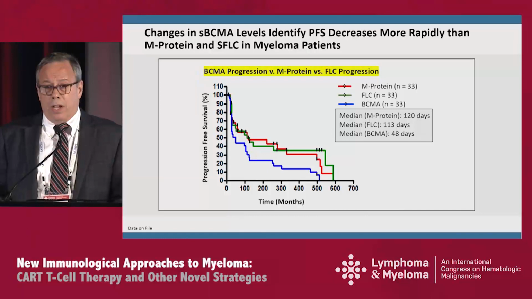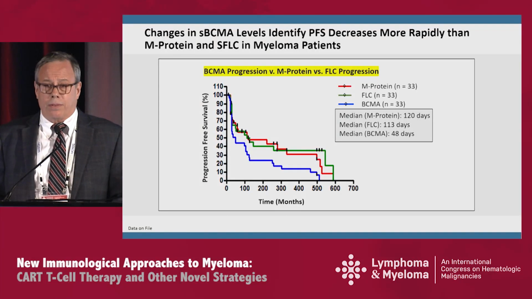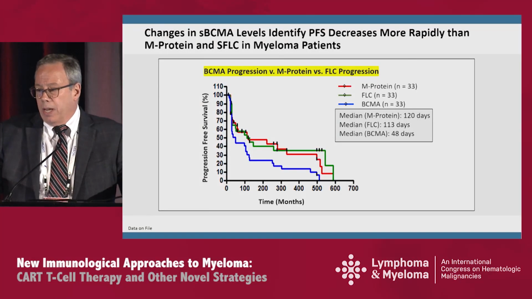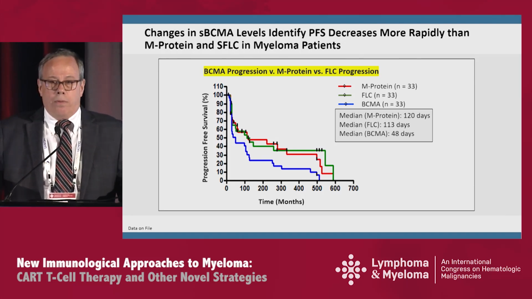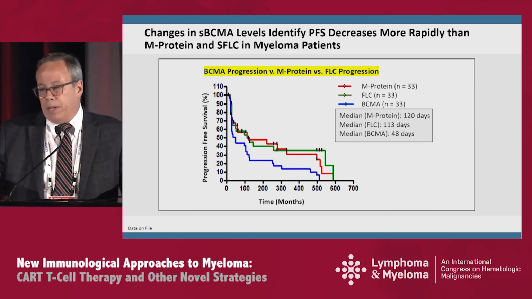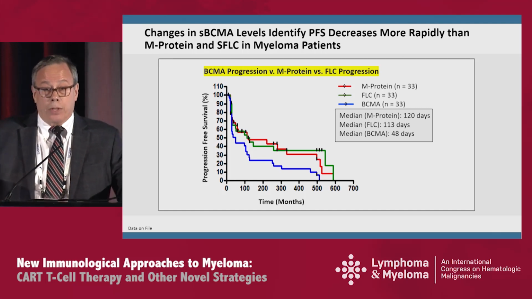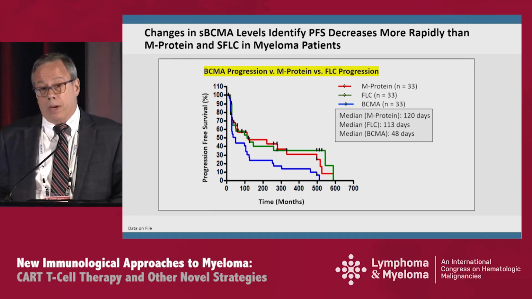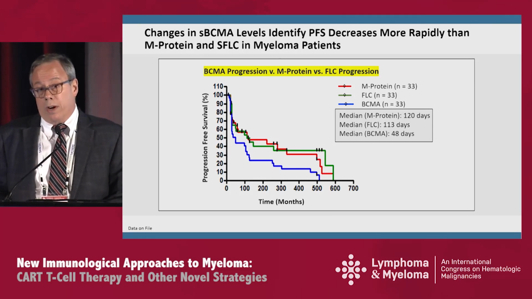So what does that look like in a larger group? If you look at these 122 patients and you compare the progression by M protein, free light chain, and BCMA, you'll note we're much faster. Serum BCMA shows progression in just 48 days, where it's 113 and 120 days for serum free light chain and M protein, respectively. We're getting an earlier read on progression here.